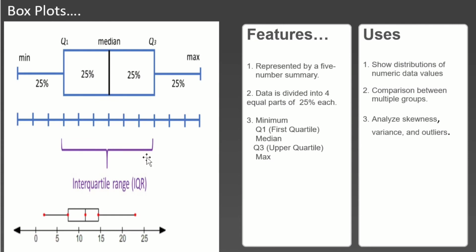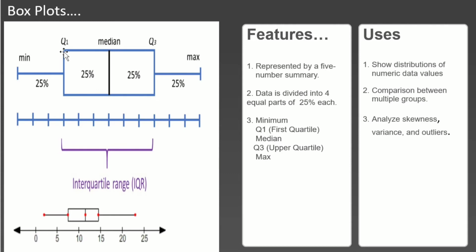A box plot is basically represented by a 5-number summary comprising the minimum, Q1, the first quartile, median, Q3, the upper quartile, and the maximum. So all in all, the minimum, Q1, median, Q3, and maximum are the 5-number summary through which a box plot is represented. And as you can see here, the data is divided into 4 equal parts comprising 25% each. So that's a basic box plot.